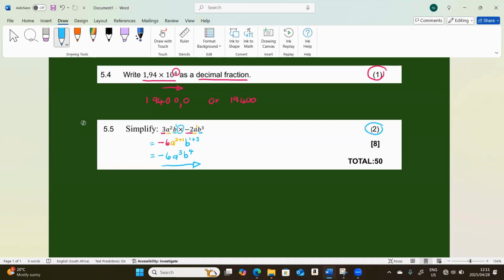And then this question, question 5, the last question of the March 2025 paper, counted only 8 marks, and that would have given you the total of 50 marks for this paper.